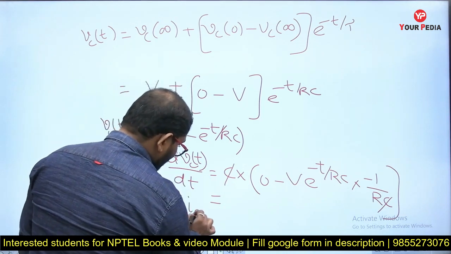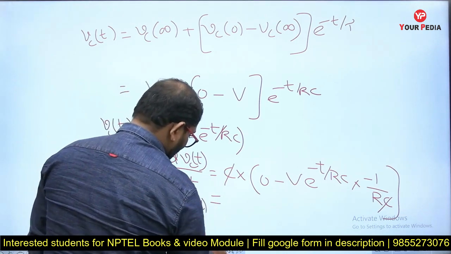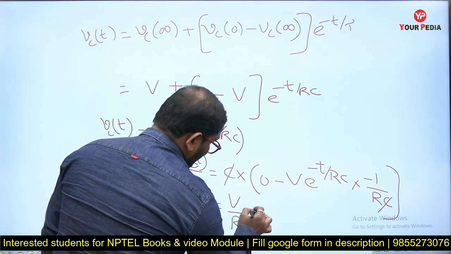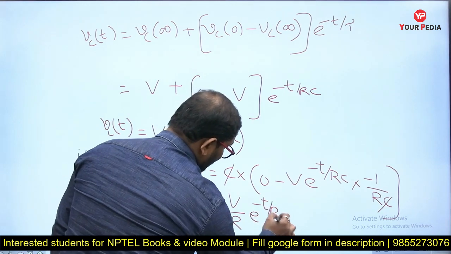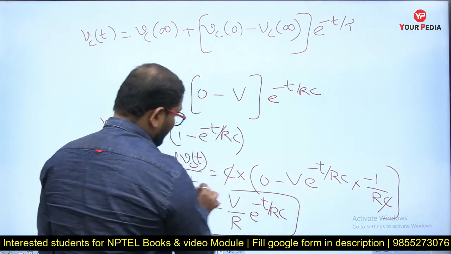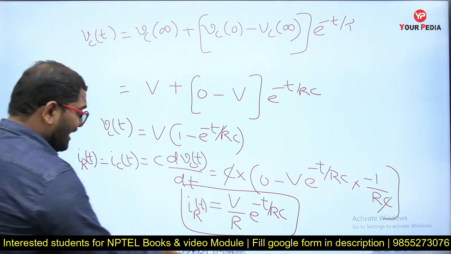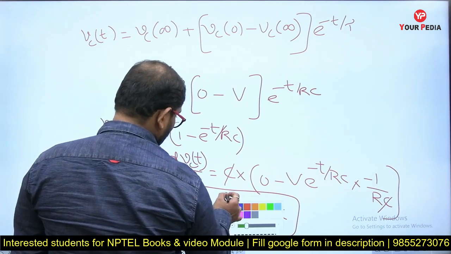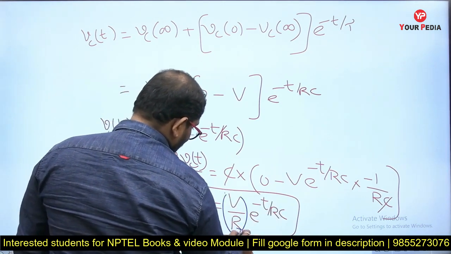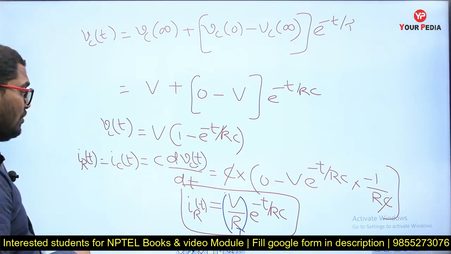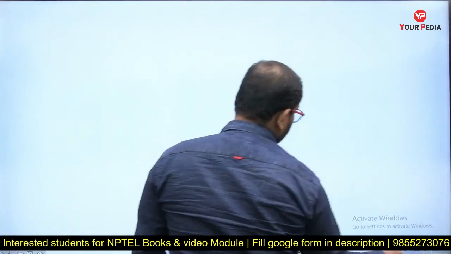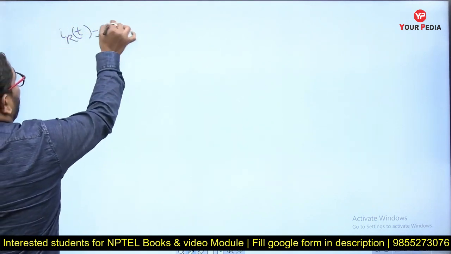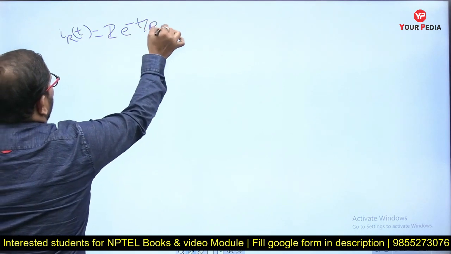The resistor current IR of t is equal to how much? It is V by R into e power minus t by RC. Now we got the value of current. What I'll do is take this current as some I, and later I'll substitute. So the resistor current IR of t is equal to I into e power minus t by RC.